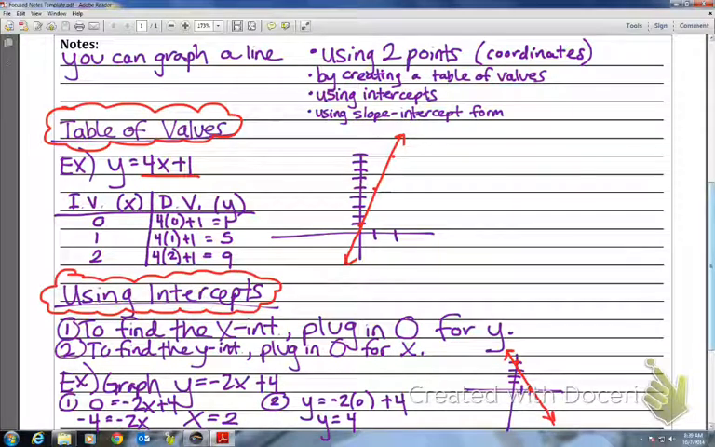So that's all for today. Bring this back tomorrow. You guys will answer the essential question up at the top and write a summary down below. All right.